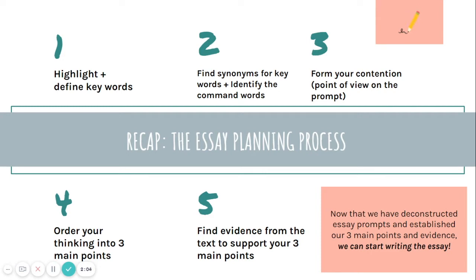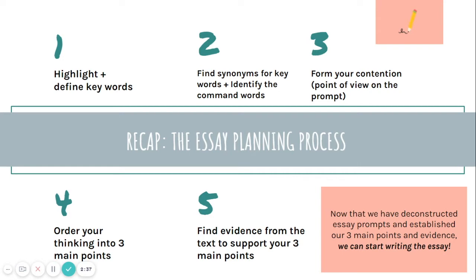Every essay needs a contention, because if you don't have a point of view on the topic, then you don't really have an essay. The 4th step in the planning process is where you think about and brainstorm and order your thinking into 3 main ideas, or your 3 main points. Remember, each of these 3 main points has to back up your contention, back up your opinion, and it has to directly answer or address the essay topic. And 5th and final step of the process is to find evidence from the text to support your 3 main points. There's no point having 3 arguments or a contention if you can't demonstrate and justify your points.